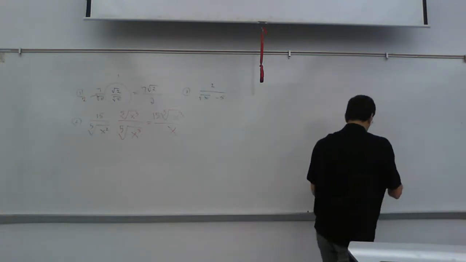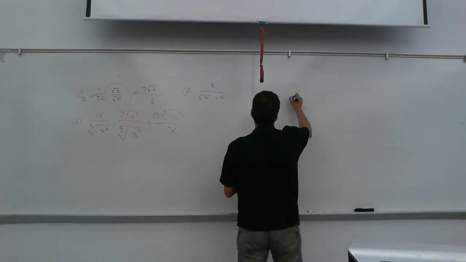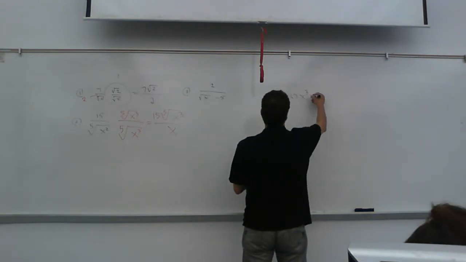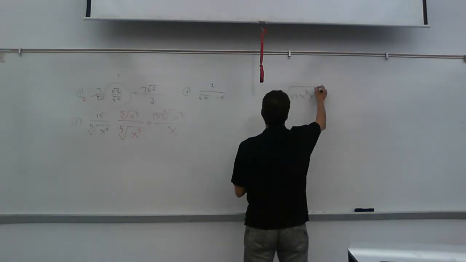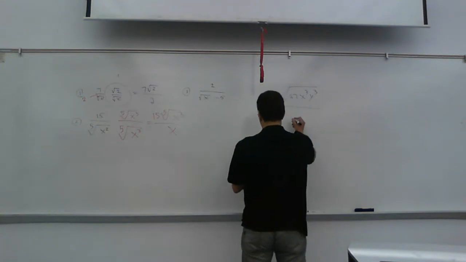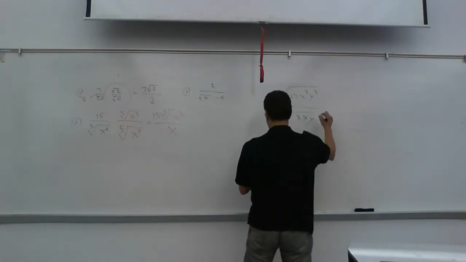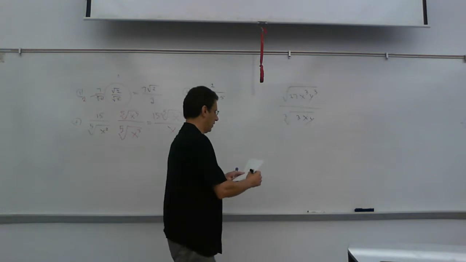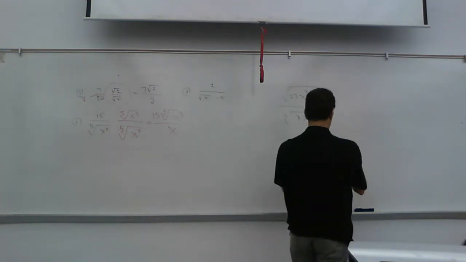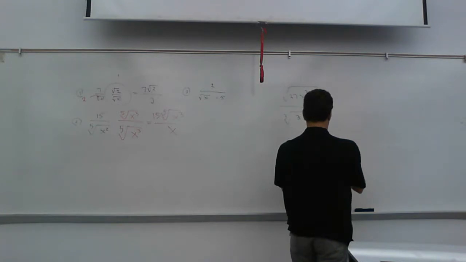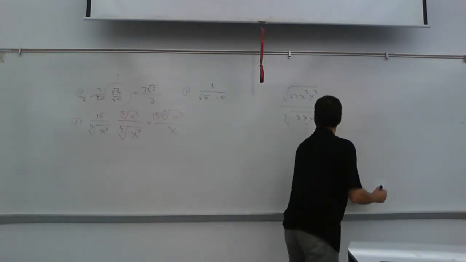Okay, we have the square root of 27x cubed y cubed over the cube root of 3xy. Actually, that's a different one, simplified. Okay, that's one question. I actually meant to do this one.